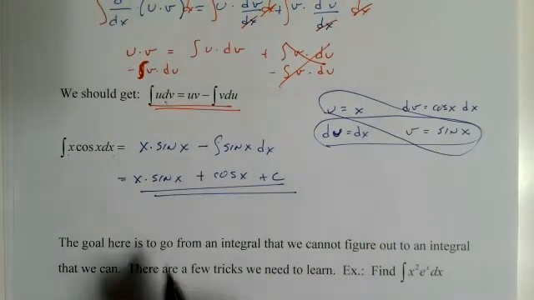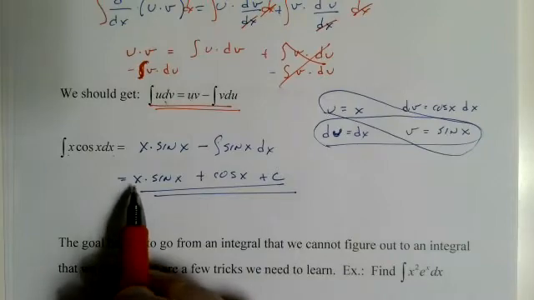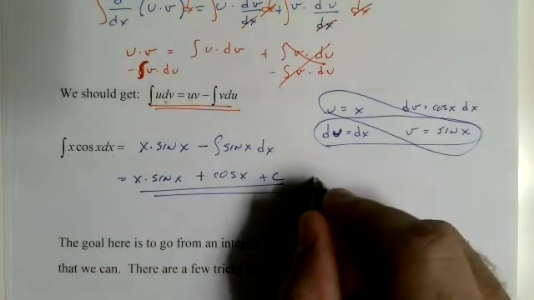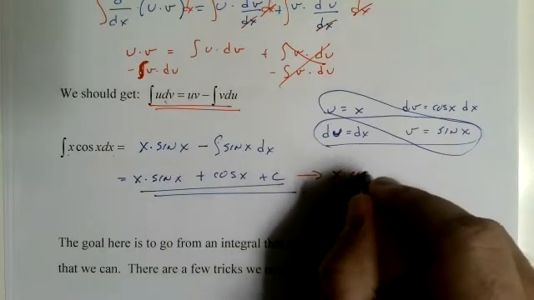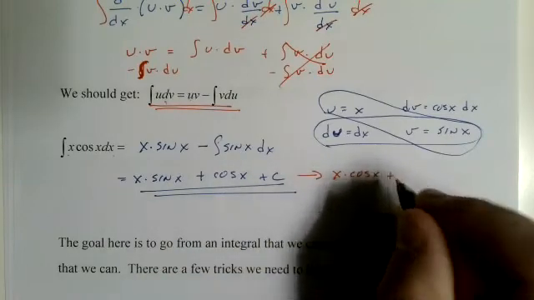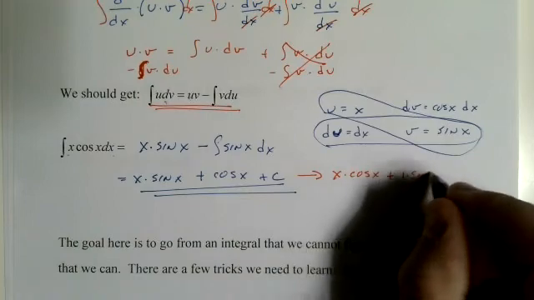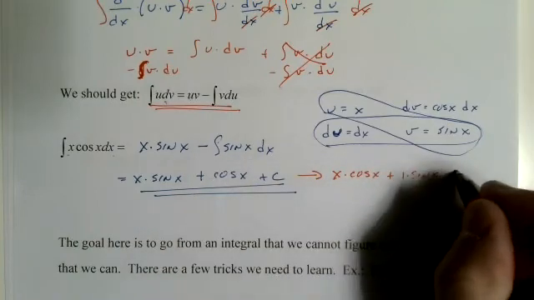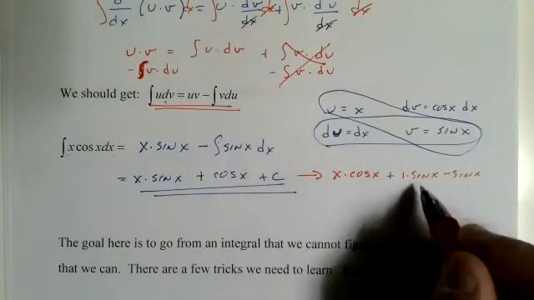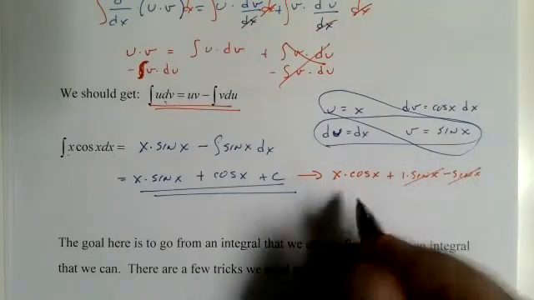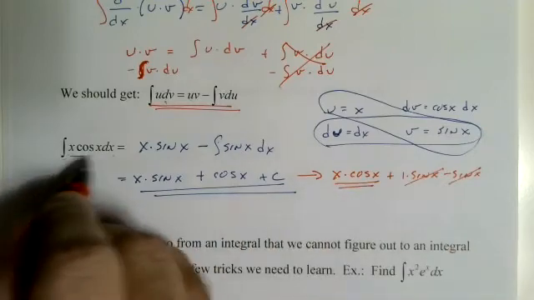What just happened? I don't know. Let's find the derivative, see what we get. Derivative of x sine of x will be leave it cosine of x plus derivative 1 times sine of x, minus sine of x, derivative of c is gone, plus sine of x minus sine of x, x cosine of x. That's what we started with.